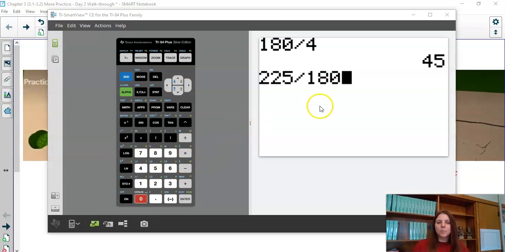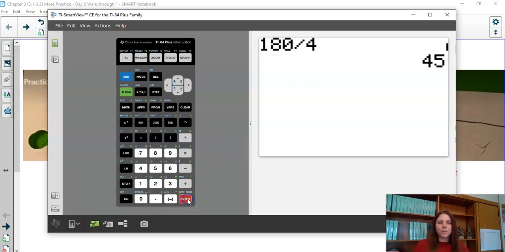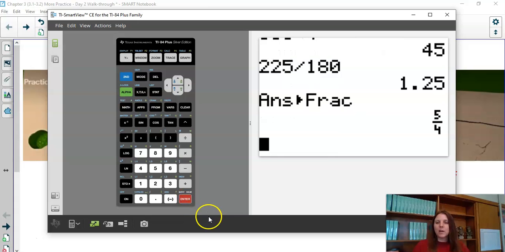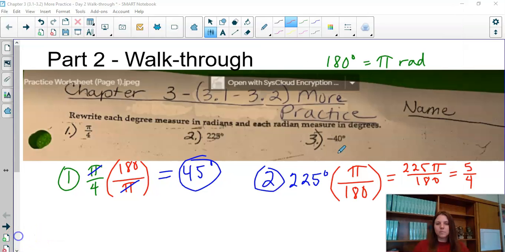Notice I didn't put pi into the calculator, so I'm going to hit enter, and then I can hit math, enter, enter to simplify this fraction. You can simplify this without a calculator, it just takes a little more time, but this would reduce to 5/4. And don't forget about the pi, so put the pi in your answer. So the answer is 5 pi over 4.